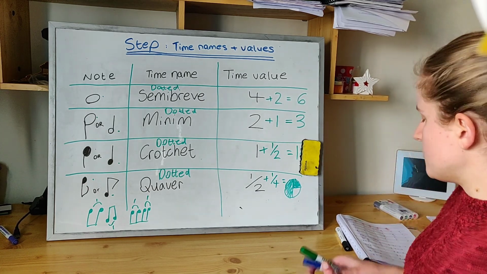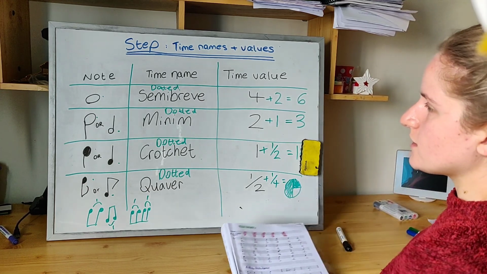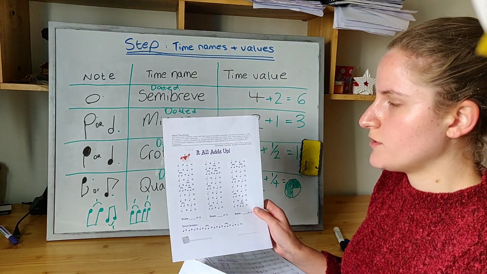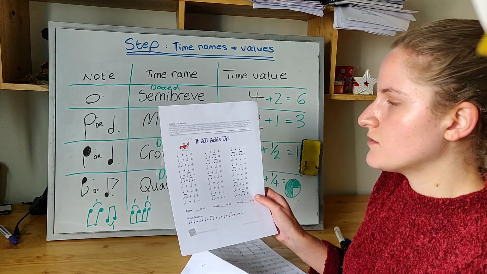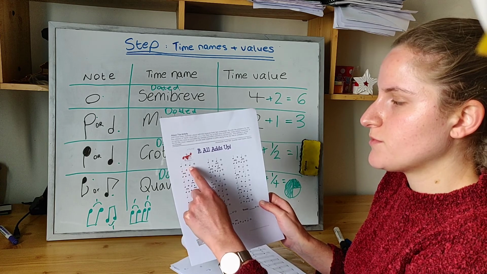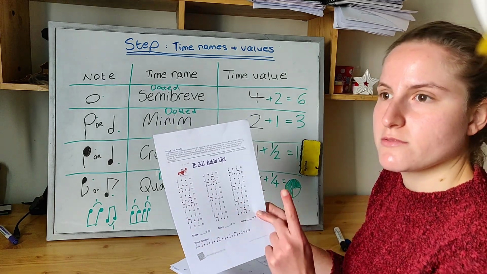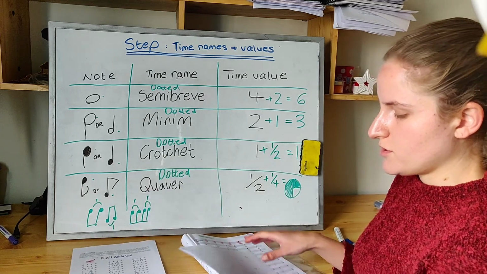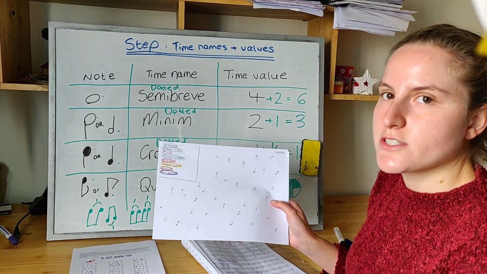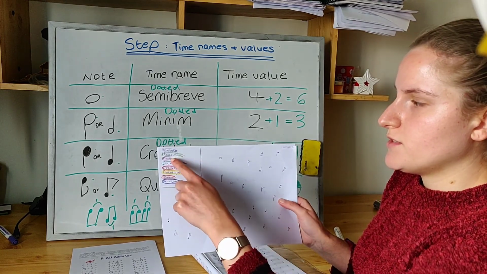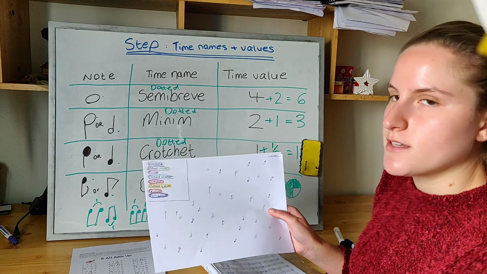So I uploaded some worksheets for you to work on these. We have this one where you have to add the notes together and write a number. For example, a crochet plus a crochet is 1 plus 1, so the answer is 2. I uploaded this one, which is quite a fun worksheet. You have to circle the Semibreves in purple, dotted Minims in green, etc.